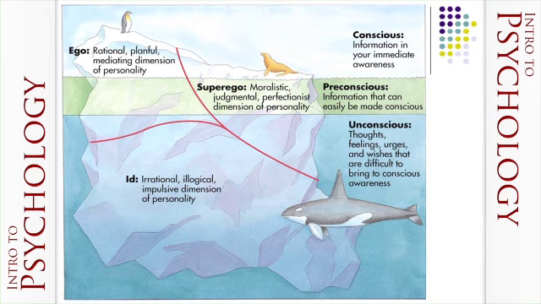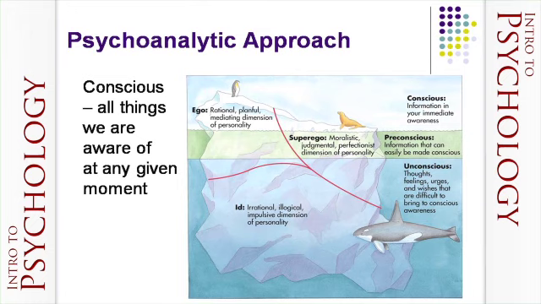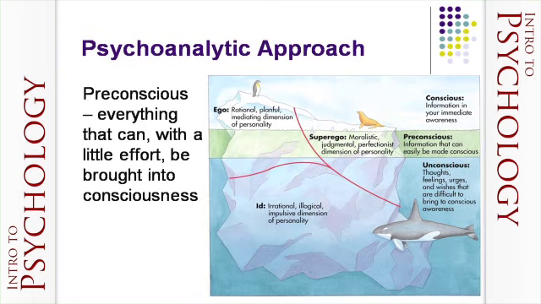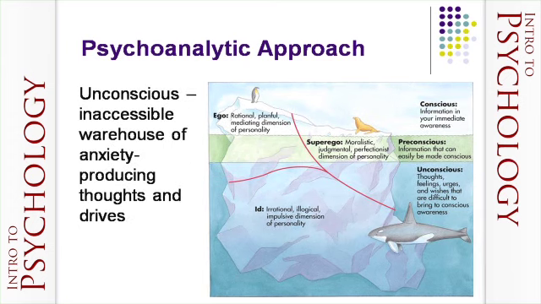So psychoanalytic approach, okay? Conscious, all things we are aware of at any given moment. That's ego, okay? Pre-conscious, everything that can, with a little effort, be brought into consciousness. That's superego, your moralistic value. Okay. Then id, unconscious, inaccessible warehouse of anxiety-producing thoughts and drives. Okay.